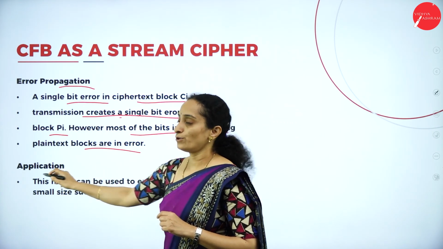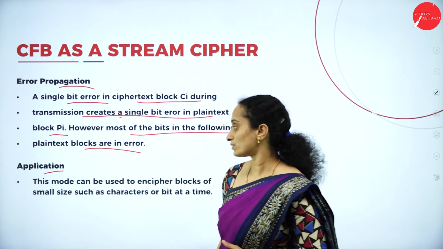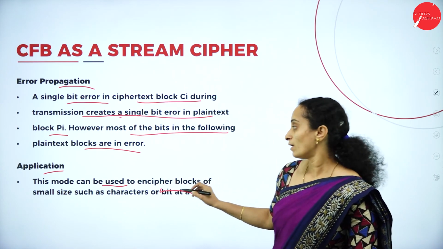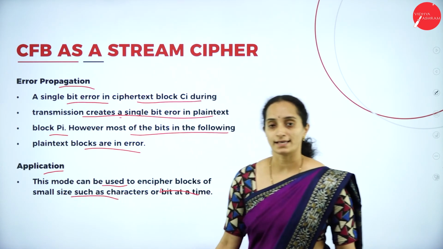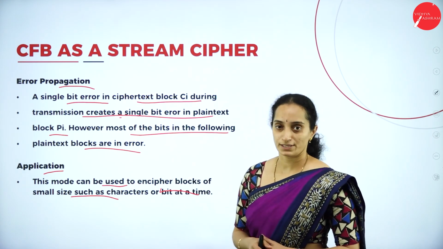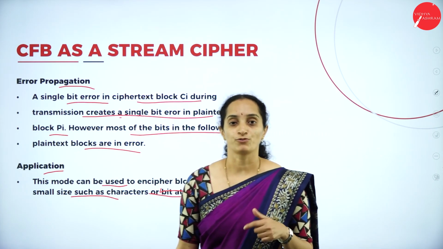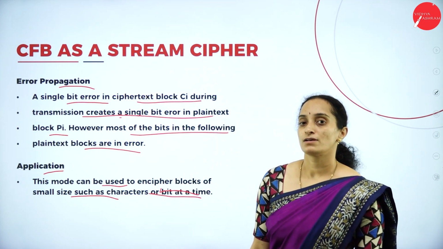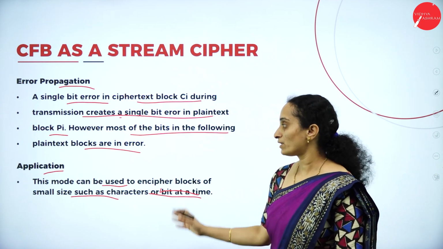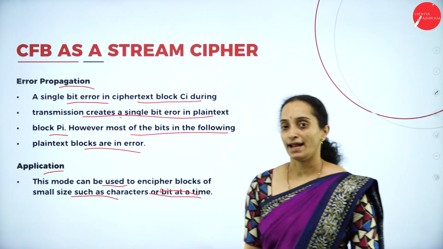Where do you apply this CFB mode? Where are you going to use this CFB mode? This mode can be used to encipher blocks of small size. As we said, for smaller size blocks, such as a character or a bit at a time, we can make use of the CFB mode. If you want to propagate fewer bits or fewer blocks of data at a time, you can make use of the CFB mode of encryption and decryption.